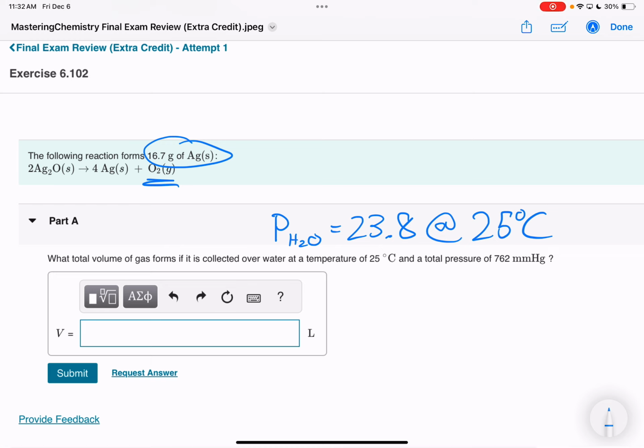Yeah, I'm sorry, I was rewording it how I would say. What total volume of oxygen gas is collected over water from that amount of silver with a pressure of this and a temperature of that? The key point in this reaction is to remember that the total pressure is equal to the pressure of the oxygen and the pressure of the water.